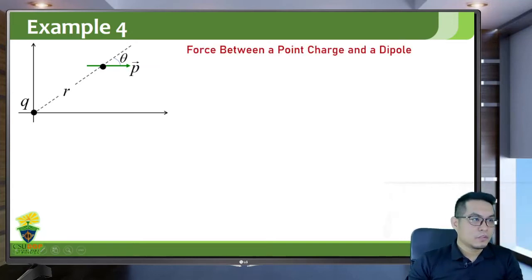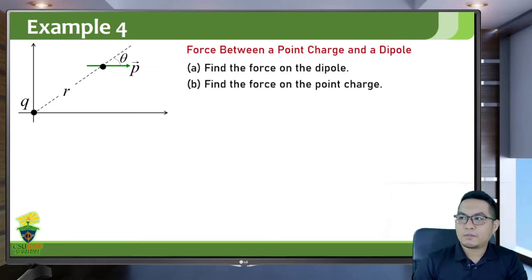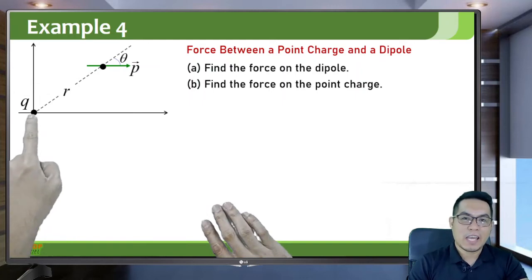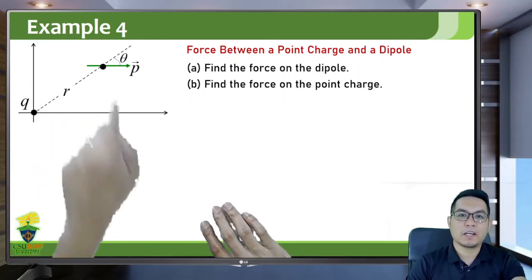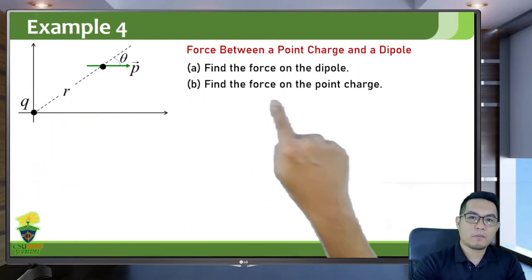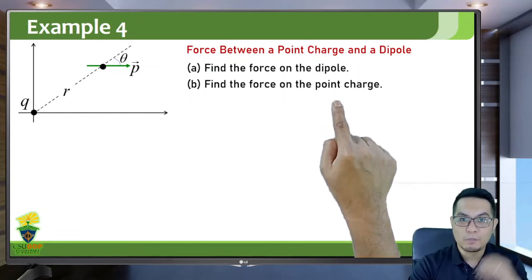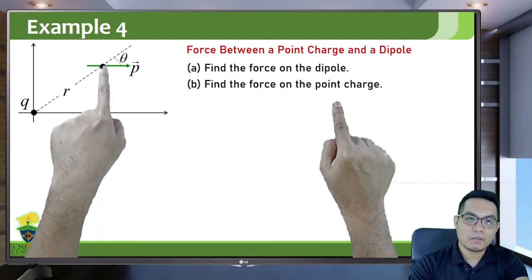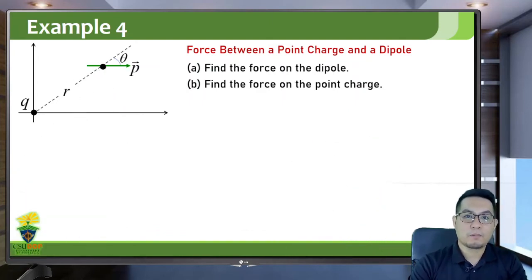So you are asked to find the force on the dipole, meaning the force exerted by the electric field of the point charge on the dipole. And for the second problem, find the force on the point charge, meaning this is now the force exerted by the electric field of the dipole on the point charge.